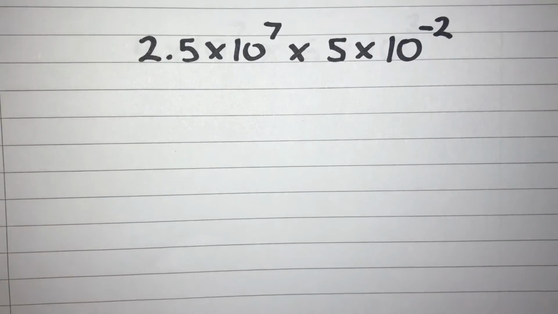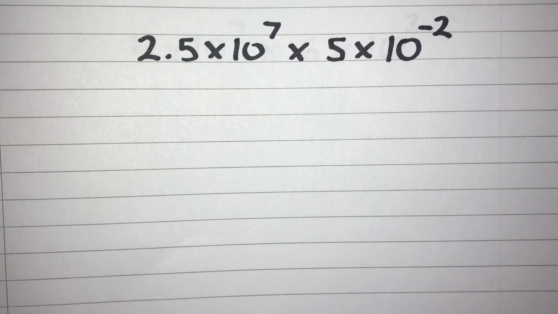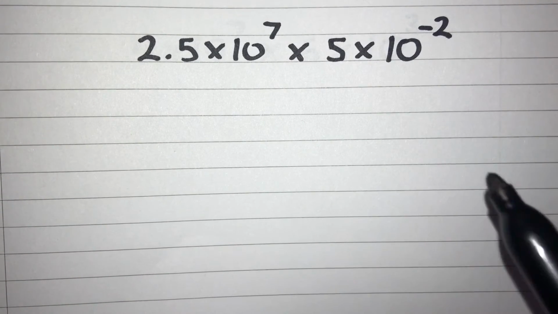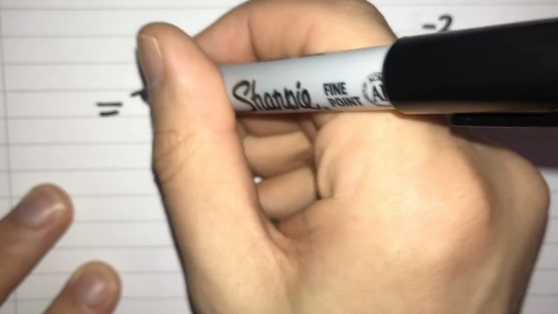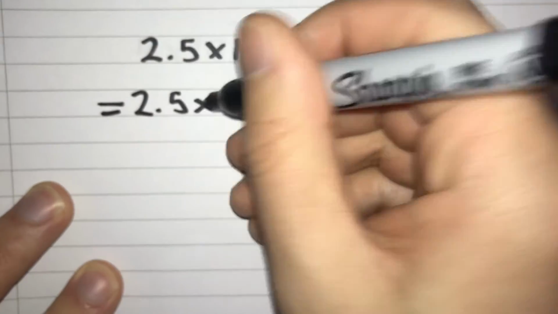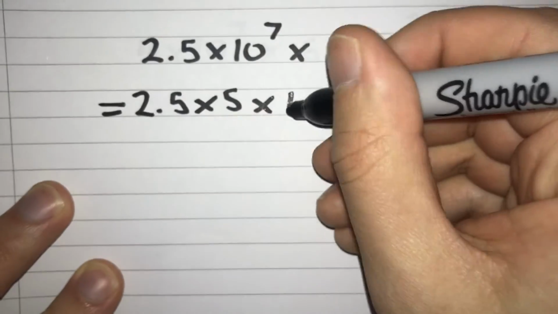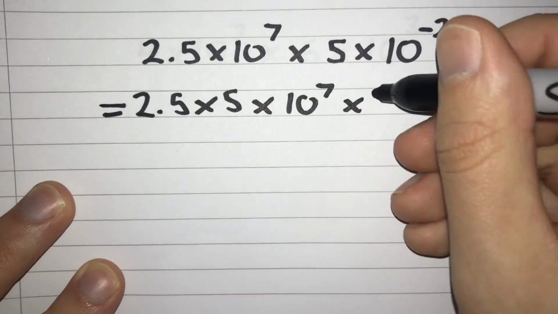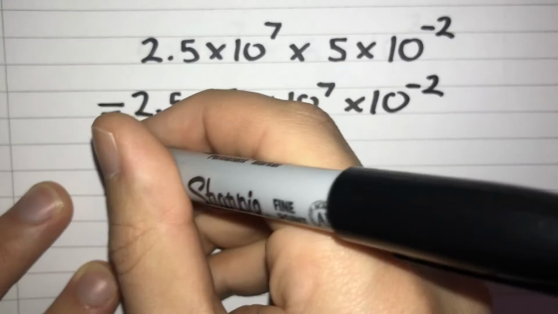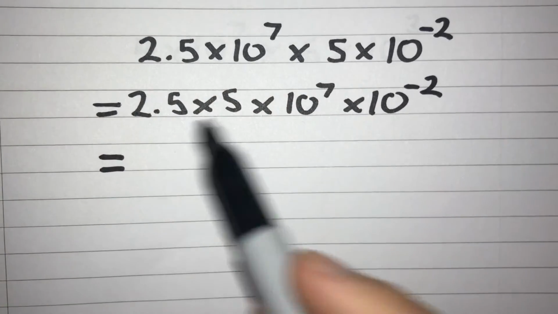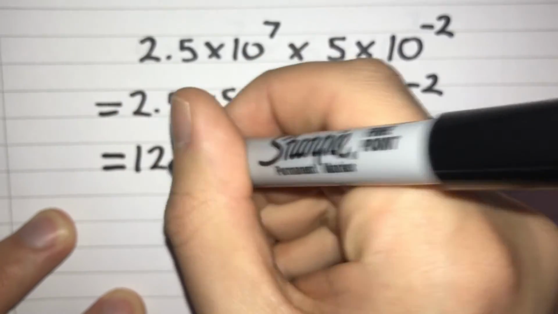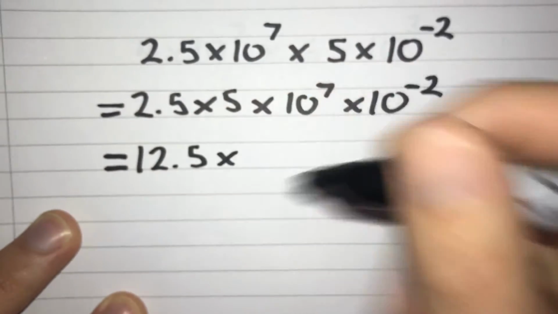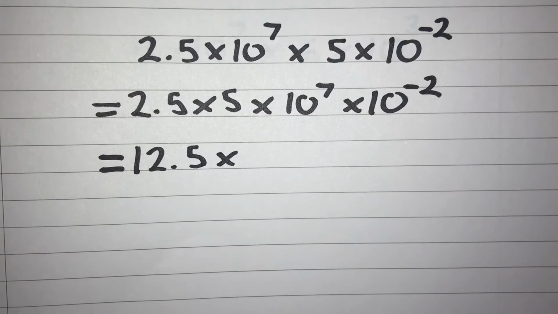This time we have 2.5 multiplied by 10 to the power of 7 times 5 times 10 to the power of minus 2. Again, let's move this into an order that makes it a little bit easier to work with. So 2.5 multiplied by 5 multiplied by 10 to the power of 7 multiplied by 10 to the power of minus 2. So 2.5 times by 5, that's going to give us 12.5. And then 10 to the power of 7 times 10 to the power of minus 2.